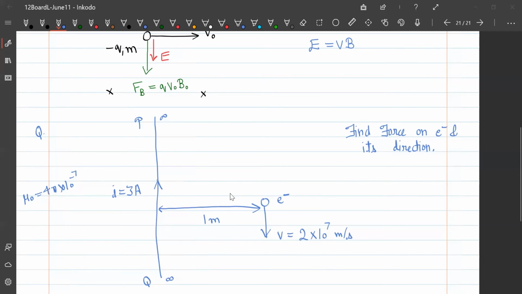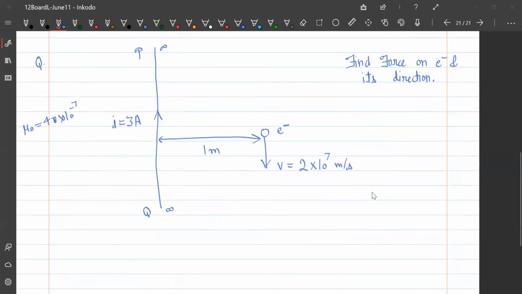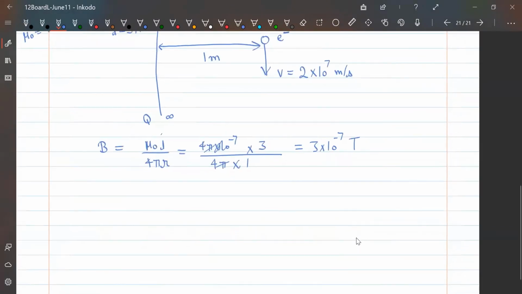Magnitude is coming as 19.2 into 10 raised to minus 9 Newton. Okay, first I'll calculate the magnetic field due to this. It will be mu naught I by 4 pi r. Mu naught is 4 pi into 10 raised to minus 7. Current is 3 ampere divided by 4 pi r. 4 pi r is 1 meter. So this magnetic field is 3 into 10 raised to minus 7 Tesla. That is SI unit. And force on this will be QVB.